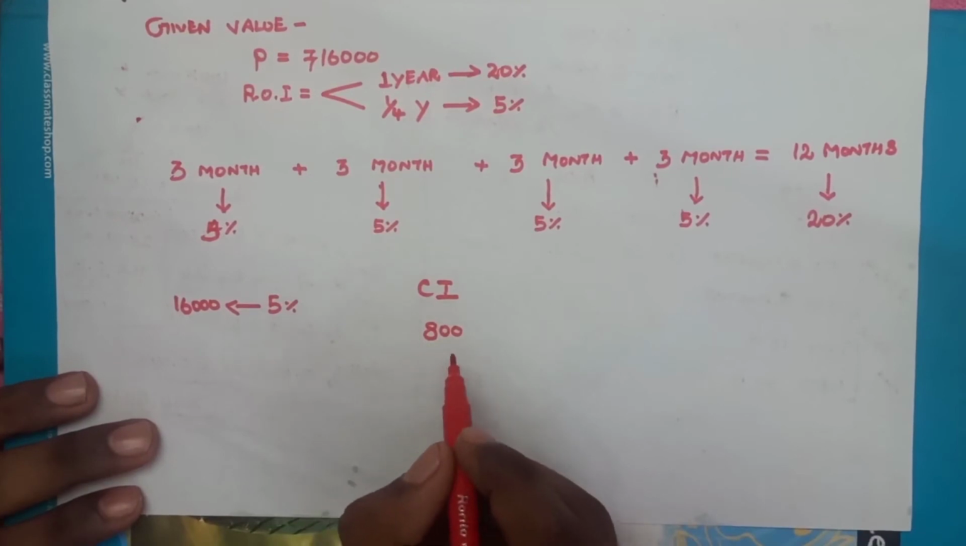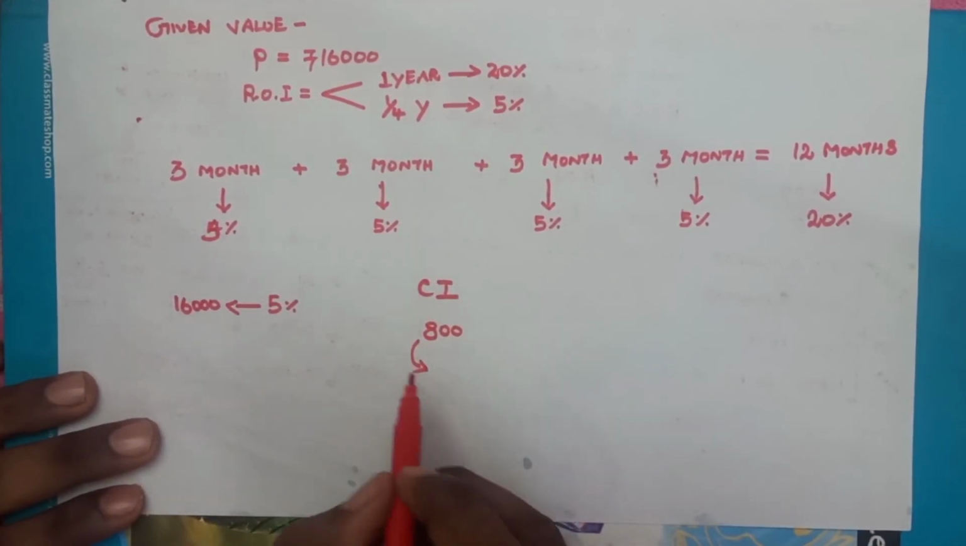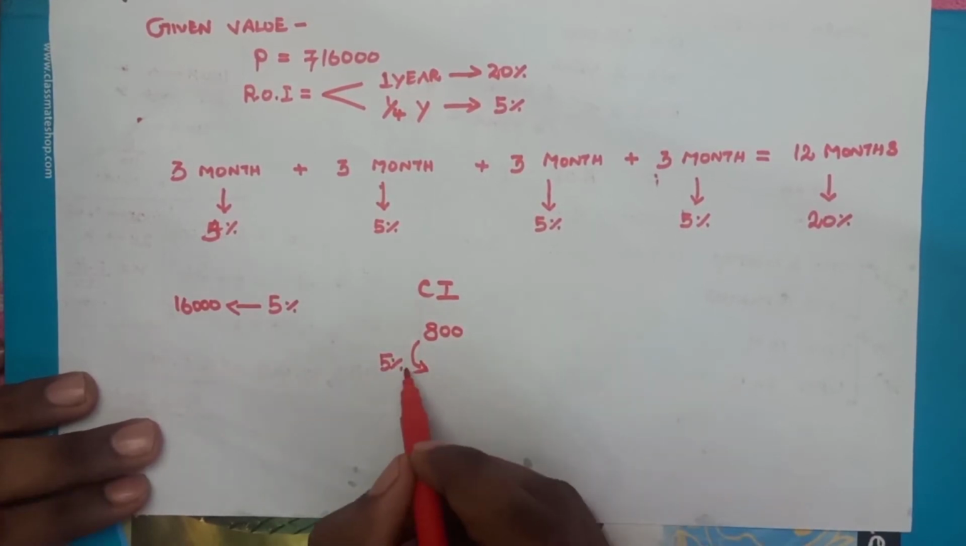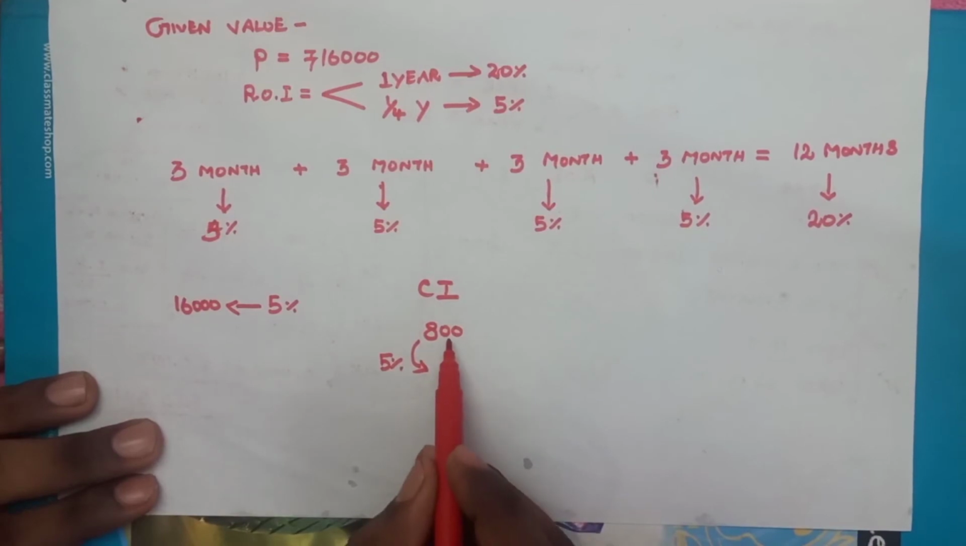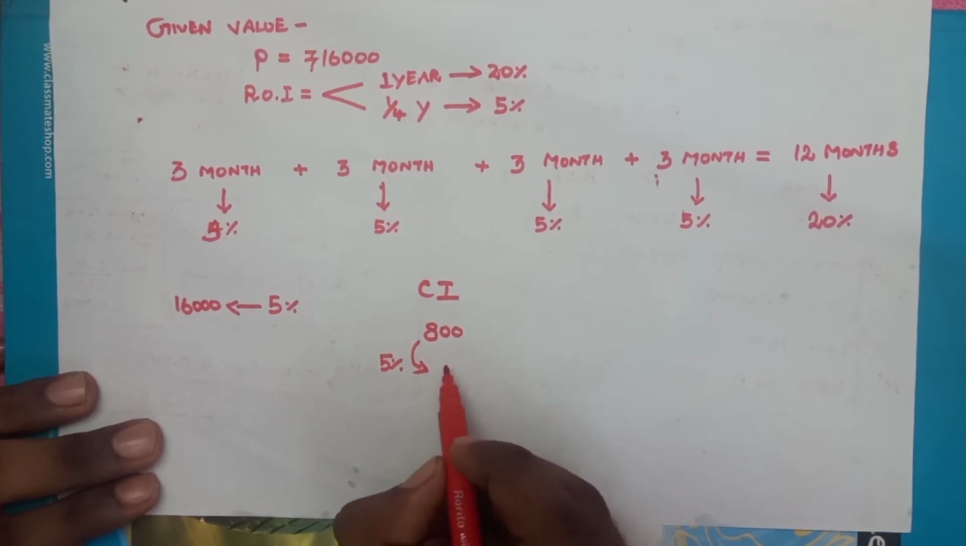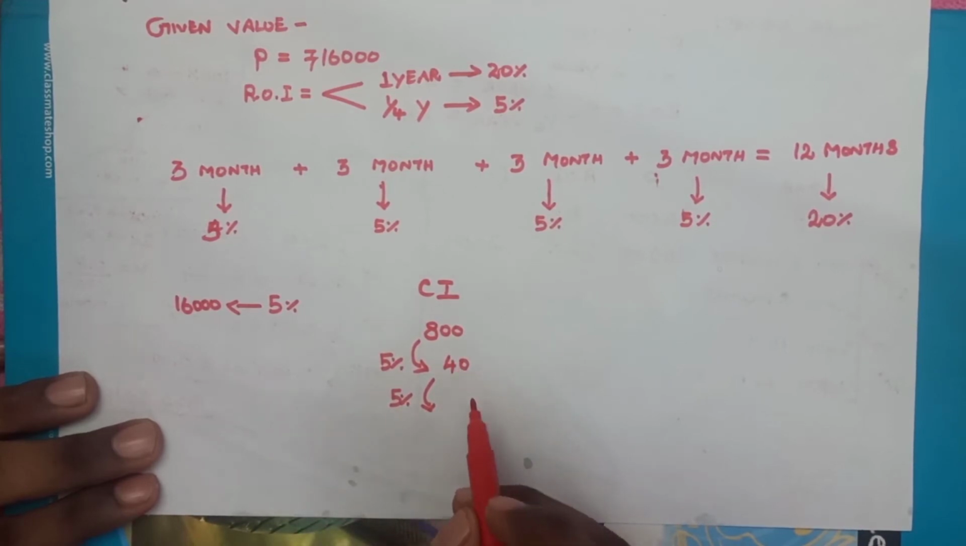And in a shortcut, it's an interest on interest scheme. Then we will just calculate the 5% of 800 in a shortcut method. 5% of 800 is what? 10% is 80, and 5% is 80 divided by 2, that is 40. And again you will calculate 5% of 40, 10% is 4, and 5% is 4 divided by 2, that is 2.